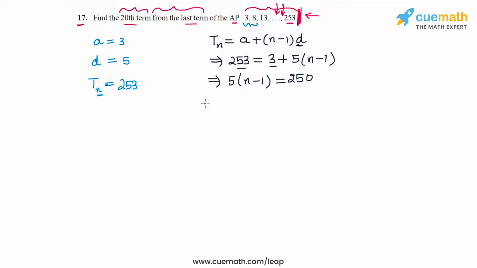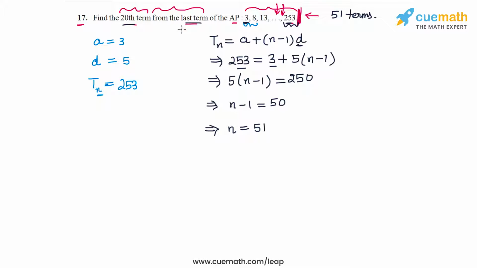Now let's divide by 5 on both sides. So n minus 1 is 250 by 5, that's 50, and this means that n is equal to 51. So the term 253 is the 51st term of the AP. In other words, this AP starting from 3 and going up to 253 with a common difference of 5 has 51 terms.